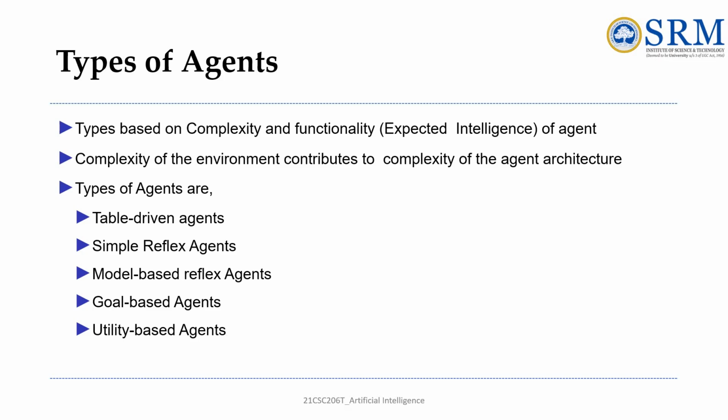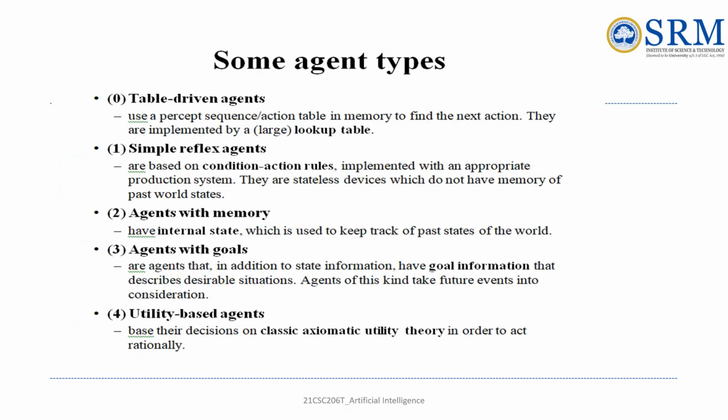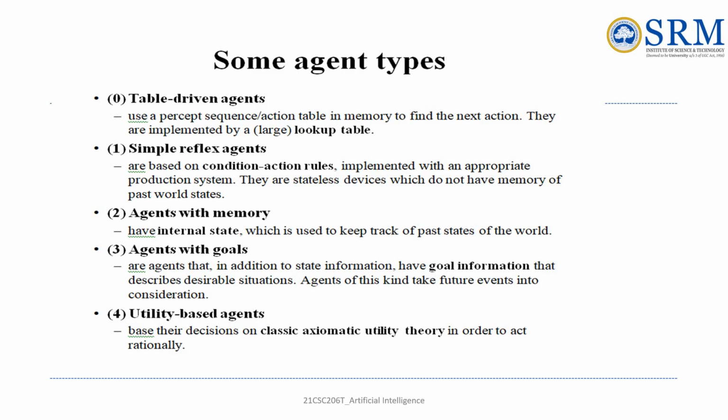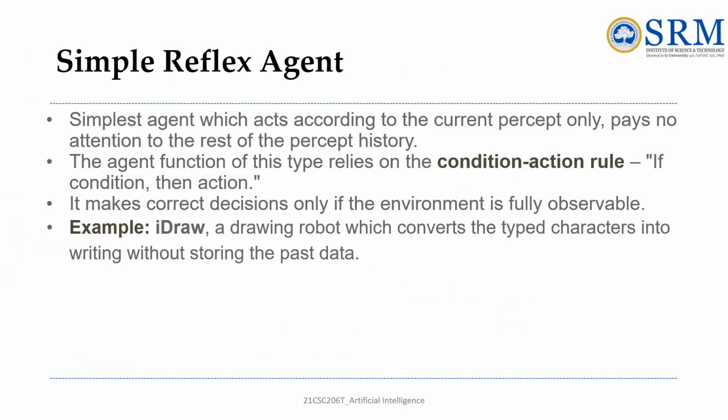So the main types of agents we will see are table driven agents, simple reflex agents, model based reflex agents, goal based agents, and utility based agents. So we'll explore one by one. First, we will see with simple reflex agent.